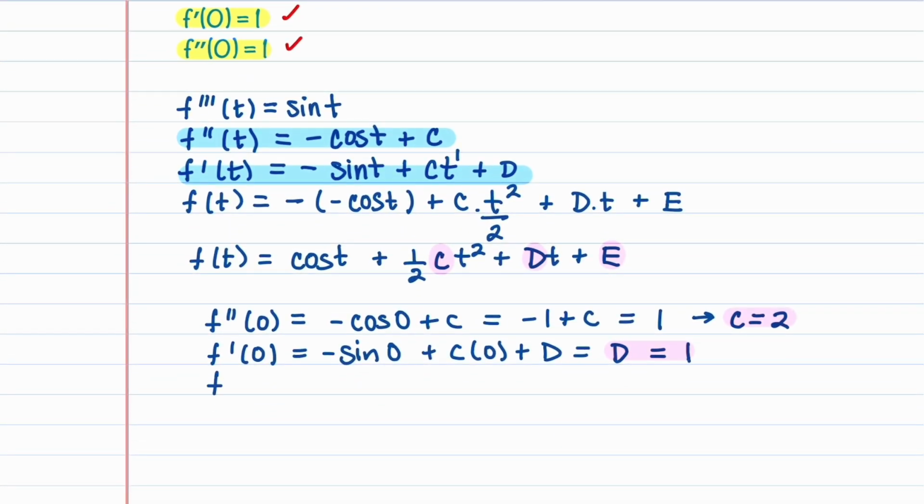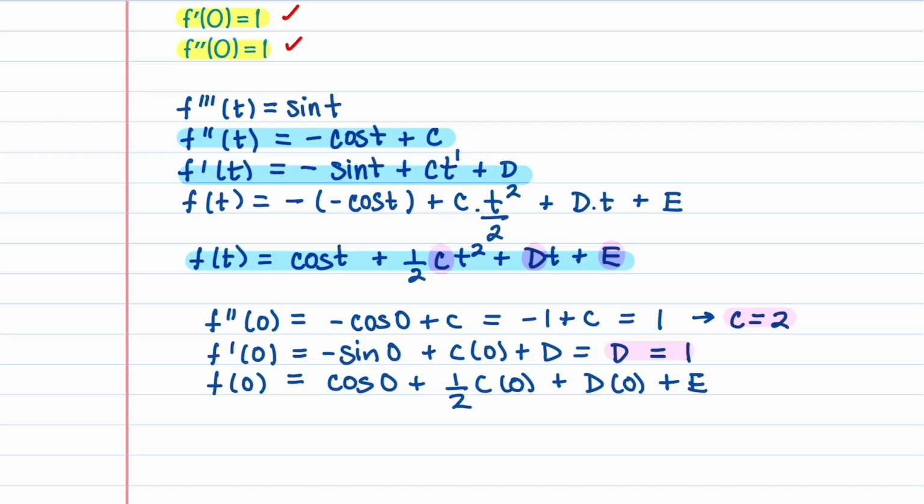Now let's look at f at 0. That is right here. We're going to let t be equal to 0, so this is cosine 0 plus 1/2 c times 0 plus d times 0 plus e. Cosine of 0 is 1, so this is 1 plus e, and this is equal to 1. Again, back up in the original problem, we were told that f of 0 is 1, so this tells us that e is equal to 0.